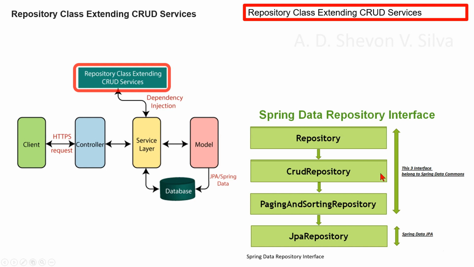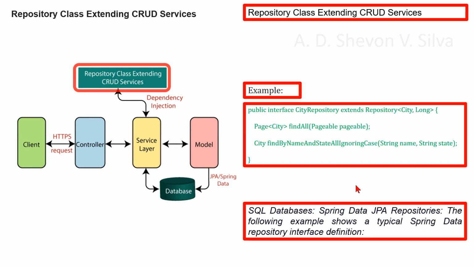Repository, CRUD repository, and pagination and sorting repository belong to Spring Data Commons. JPA repository belongs to Spring Data JPA. As an example, we are considering Spring Data JPA repositories in SQL databases. The following example shows a typical data repository interface definition.